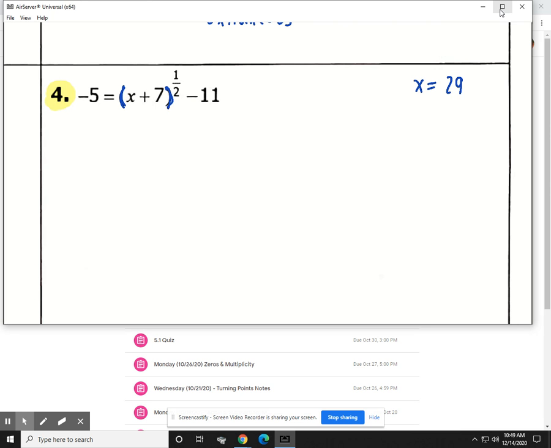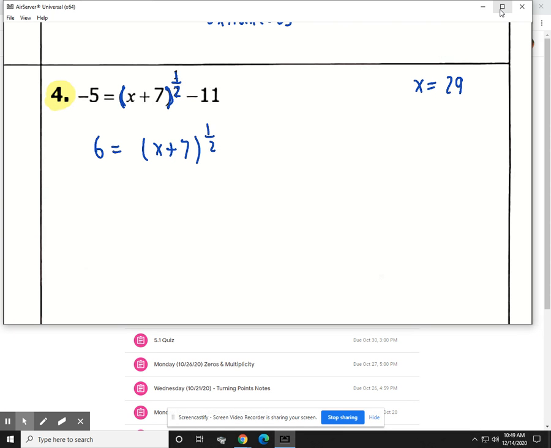So my first thought is I have to isolate it. I have to get that x plus 7 to the 1/2 power alone. That's first. So what do we need to move to get that isolated? How do we move it? What is negative 5 plus 11? Positive 6. So 6 equals the x plus 7 to the 1/2 power.